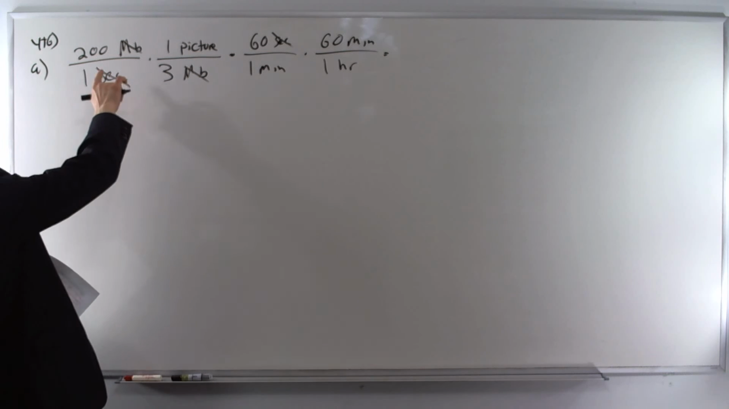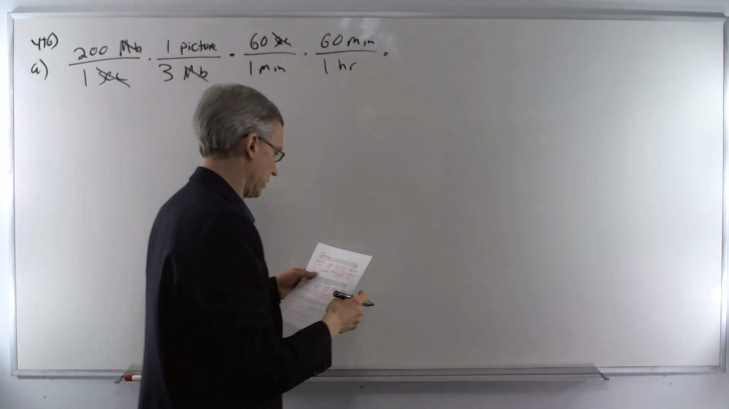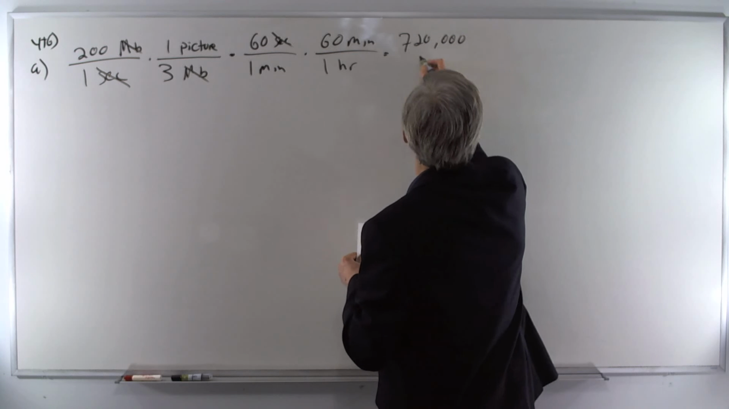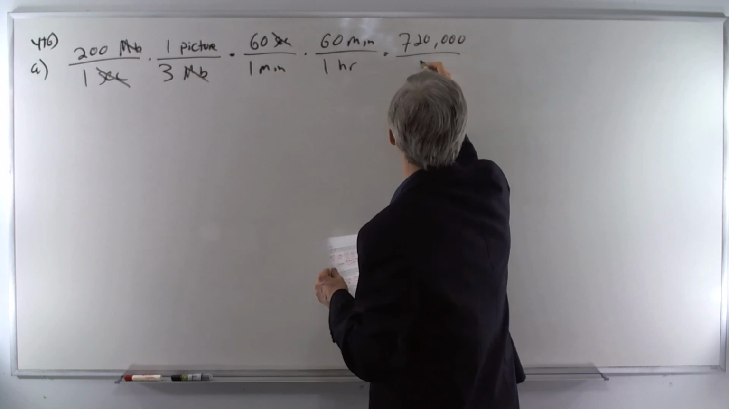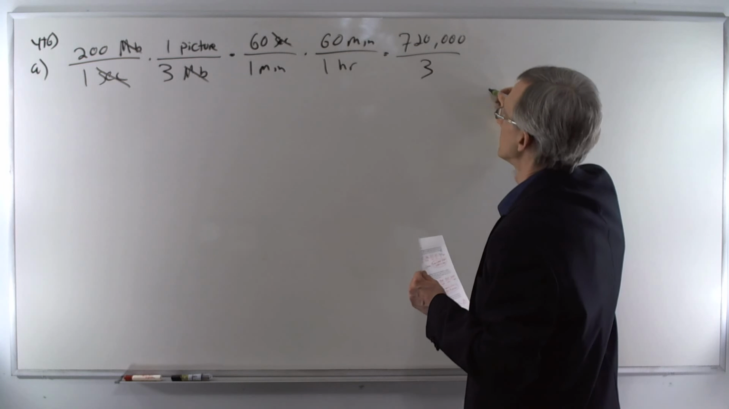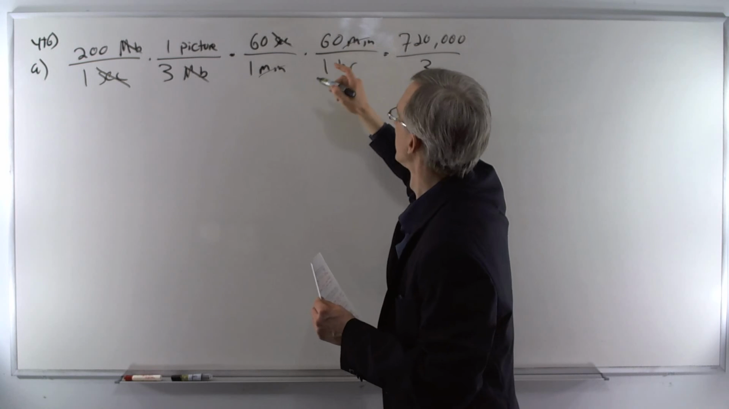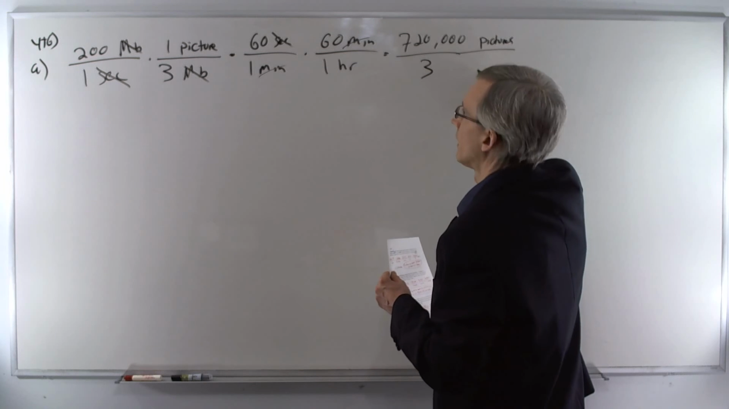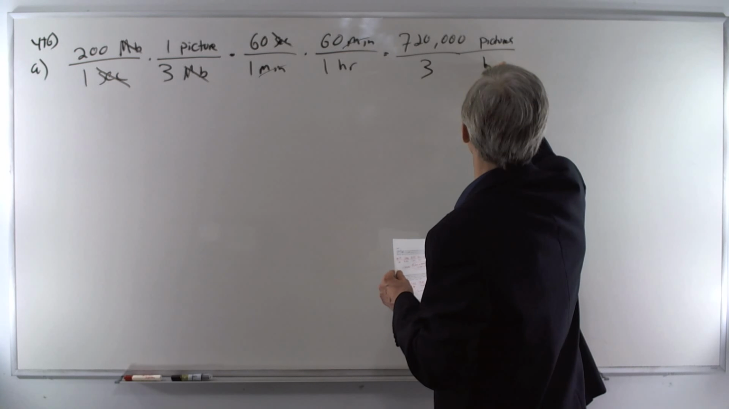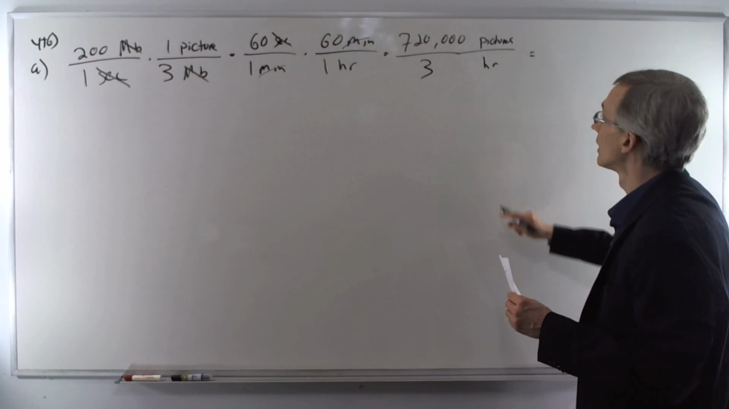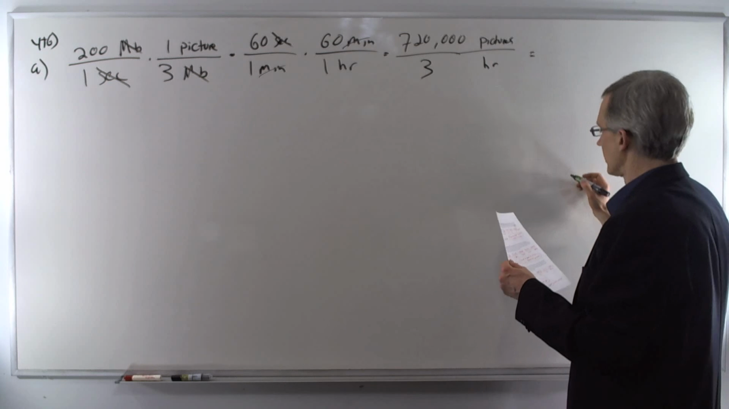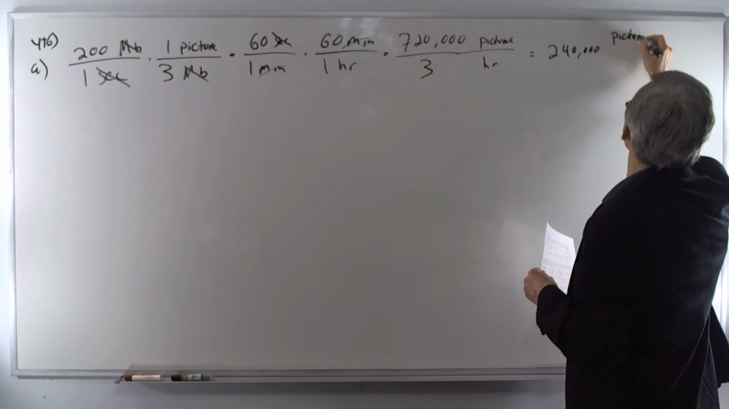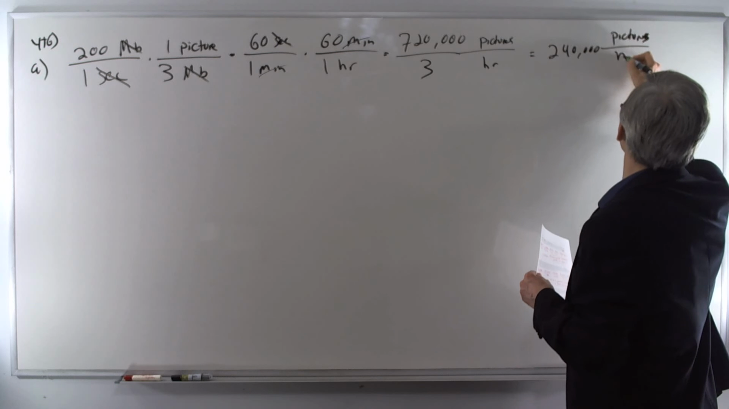And we're all set up to multiply straight across: 200 times 1 times 60 times 60. And that is 720,000 over 1 times 3 times 1 times 1. So 3 on the bottom. And see, minutes cancel, pictures on the top, and hours on the bottom. Finally, divide the two numbers out, and we get 240,000 pictures per hour.